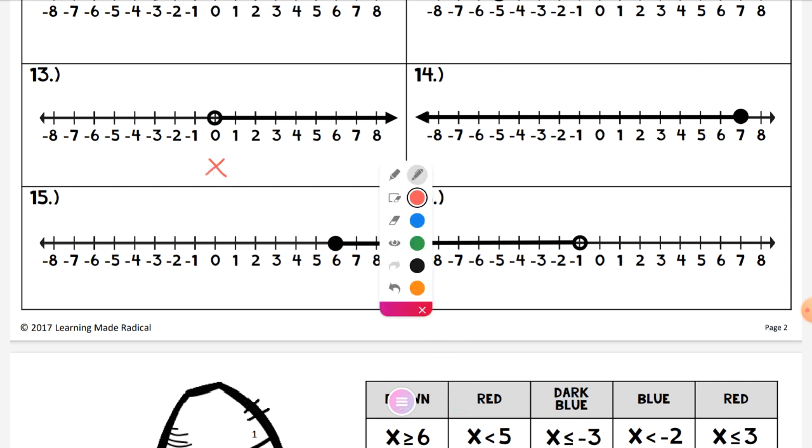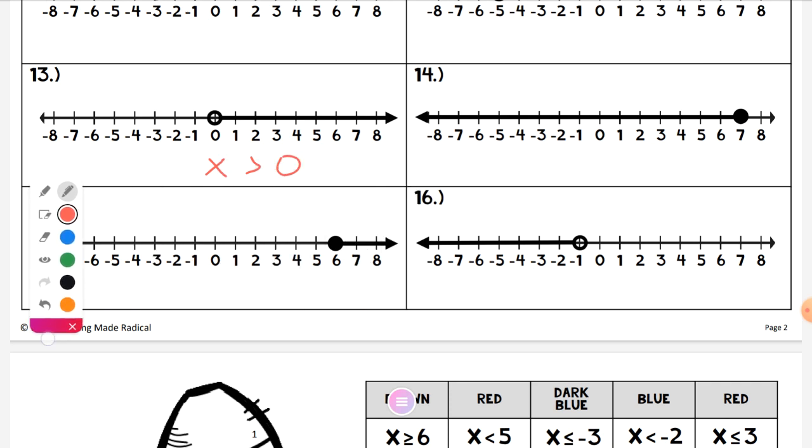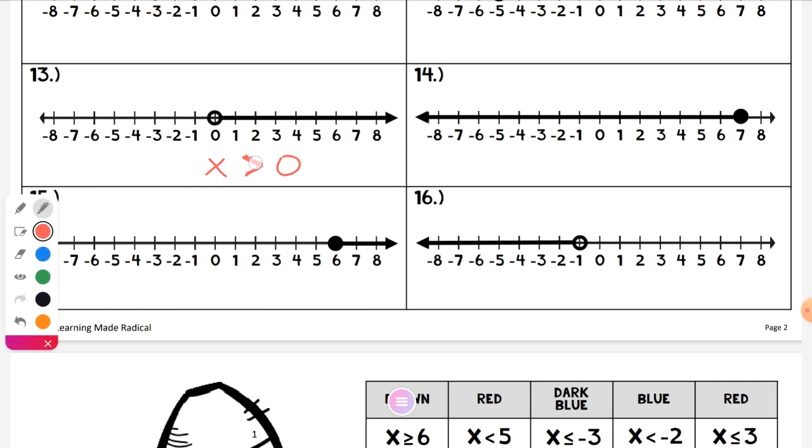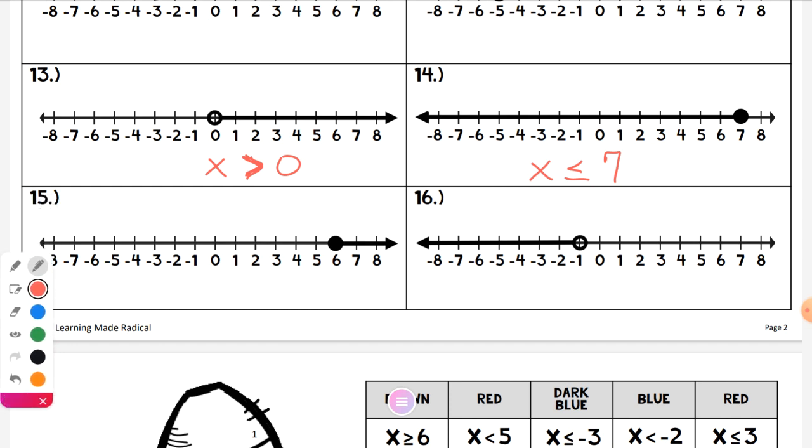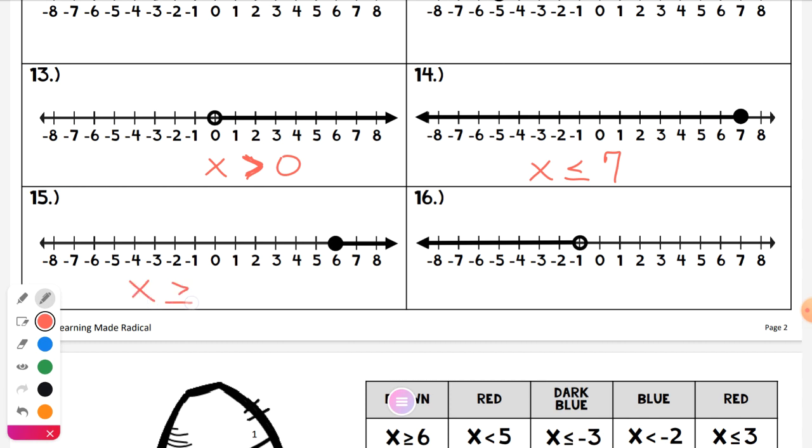Number 14. Reese, what'd you come up with? X is less than or equal to 7. Okay, good job. Nolan, 15. X is greater than or equal to 6. Good job. And 16. Jalen. X is less than -1.